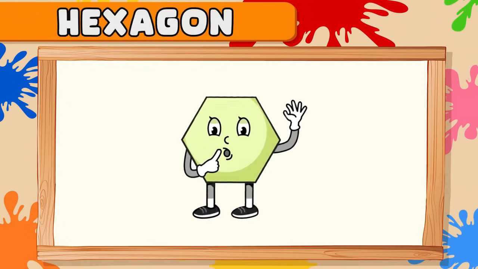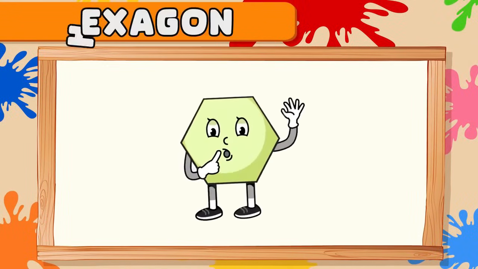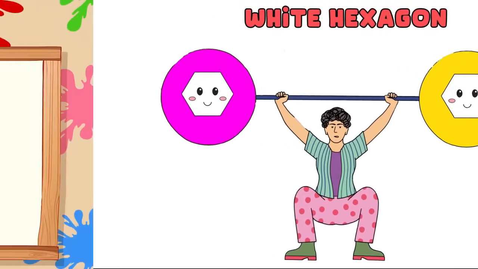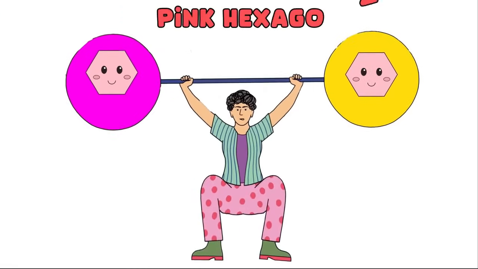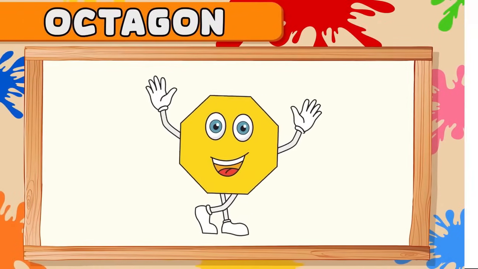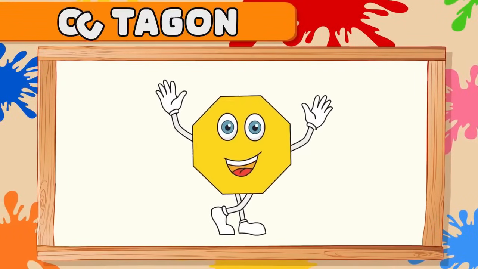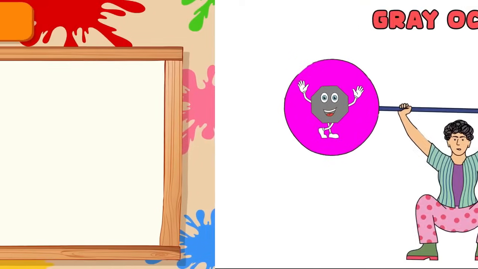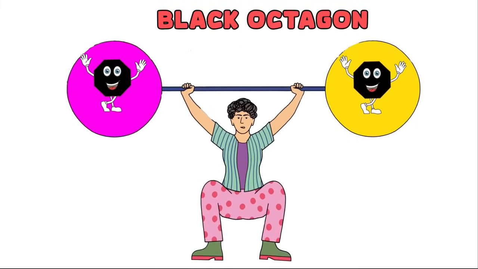Hexagon. Purple hexagon. Hexagon. White hexagon. Hexagon. Pink hexagon. Octagon. Brown octagon. Octagon. Gray octagon. Octagon. Black octagon.